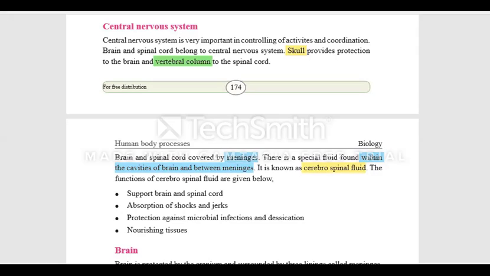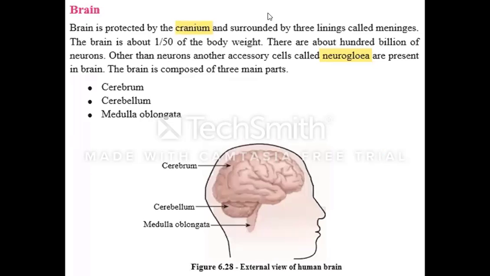And now we are moving on to the brain. Here, the brain is protected by the cranium. Now what is this cranium? As I have told you earlier, the brain is found inside the skull. This cranium is the part of the skull which consists of the bones enclosing the brain, but it does not include the bones of the face or jaw.